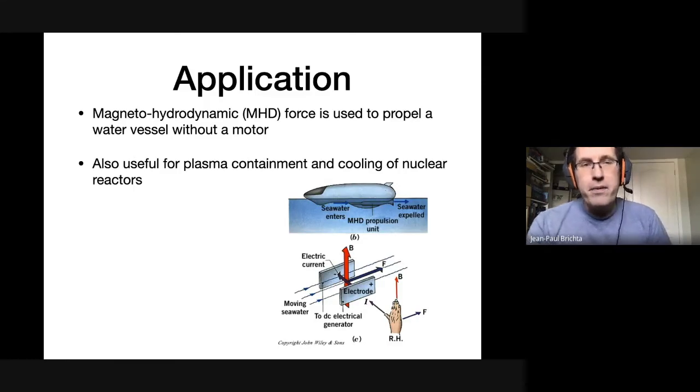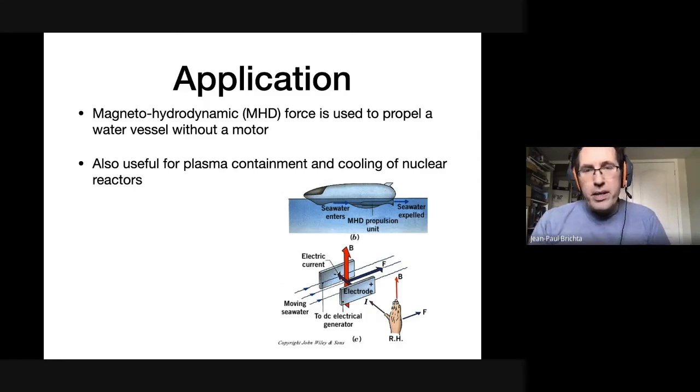The basic idea for this magnetohydrodynamic force is you have a boat, which works best in seawater because seawater actually has free charges in it to an extent that freshwater does not. So in this case, I hope you can see from the graphic here that we have two electrodes, and those sit in sort of the bottom of the boat.